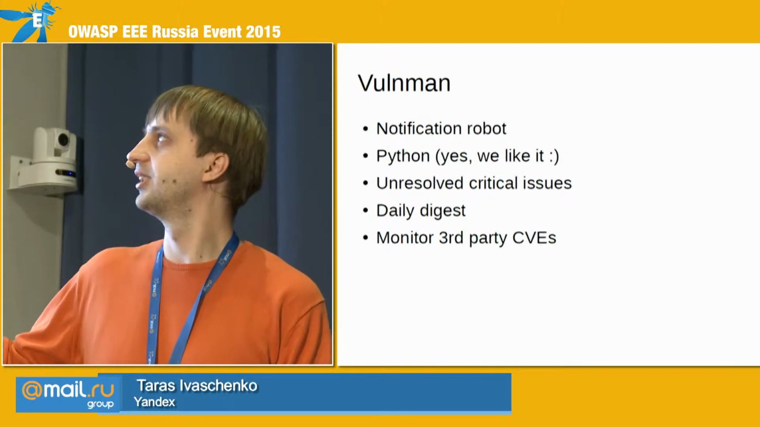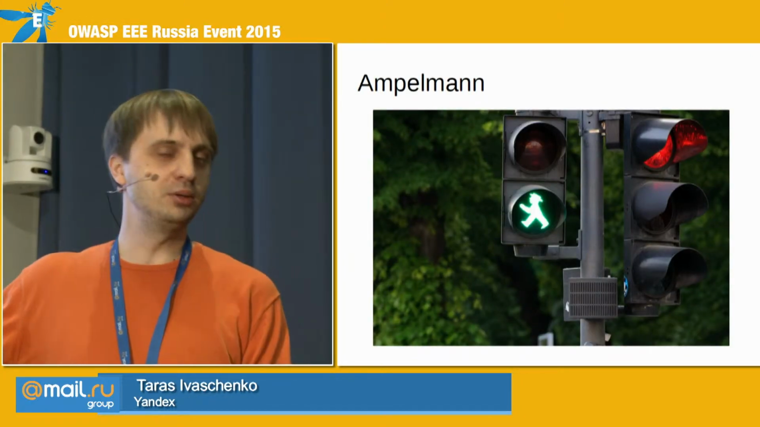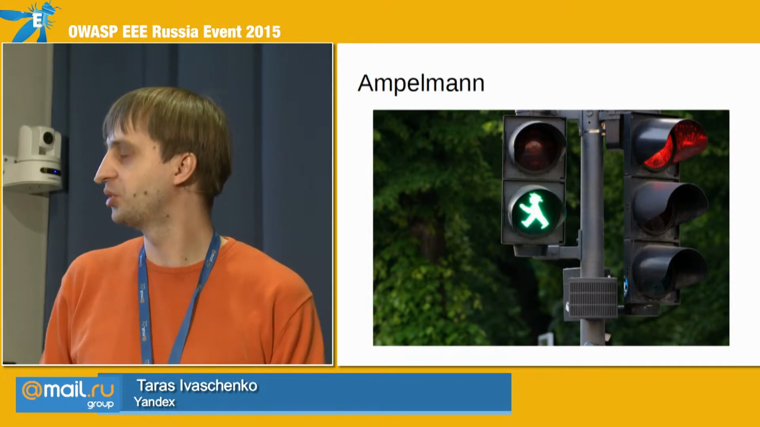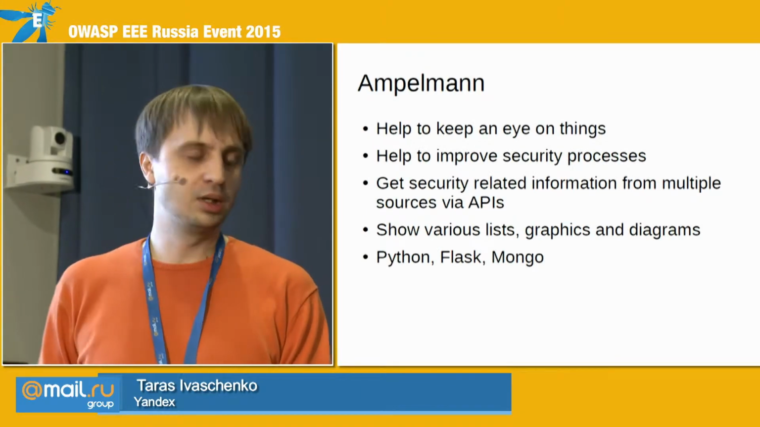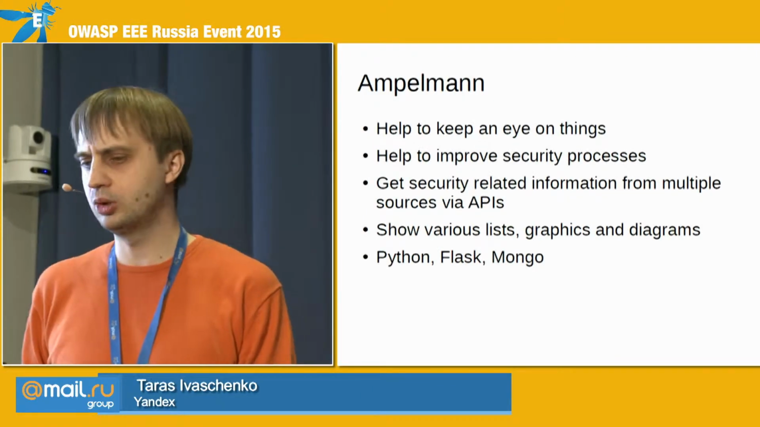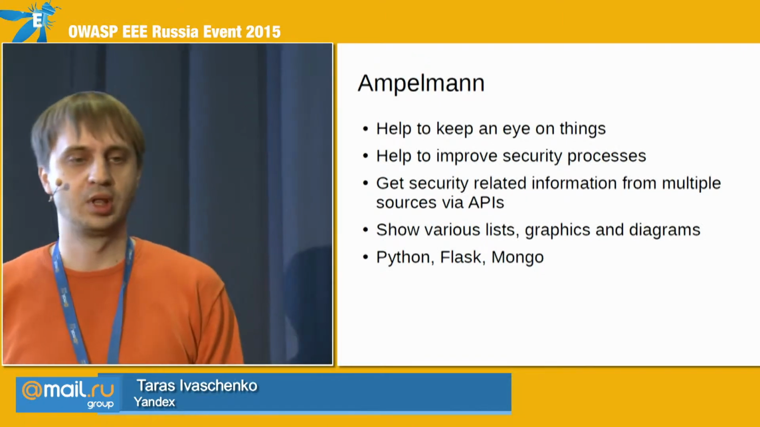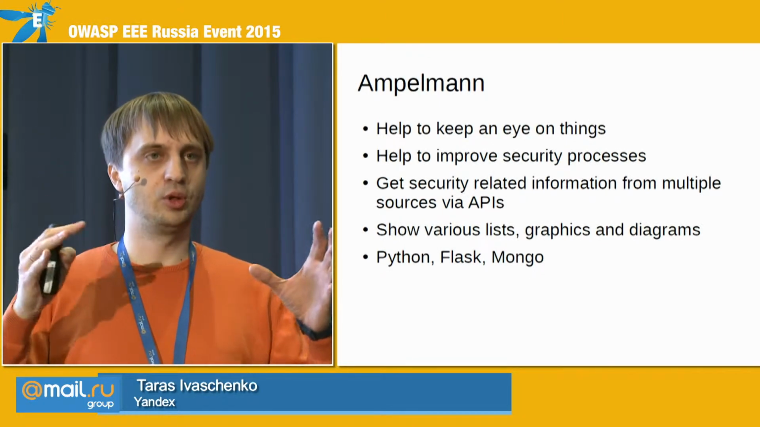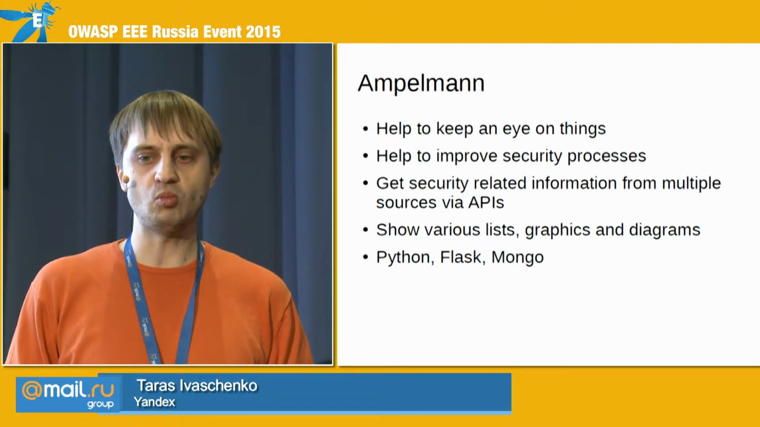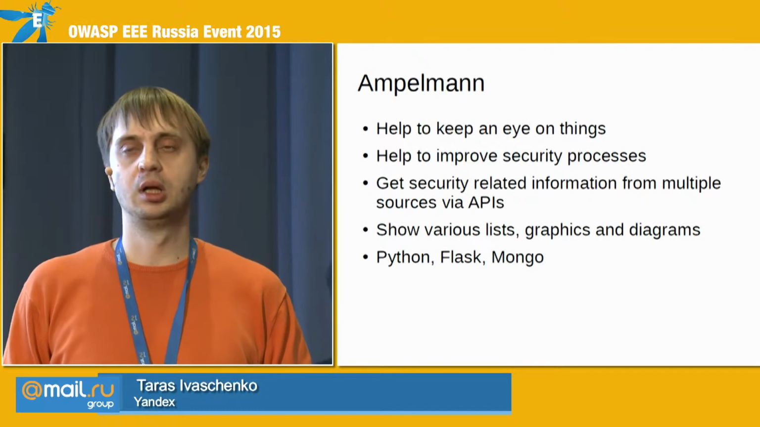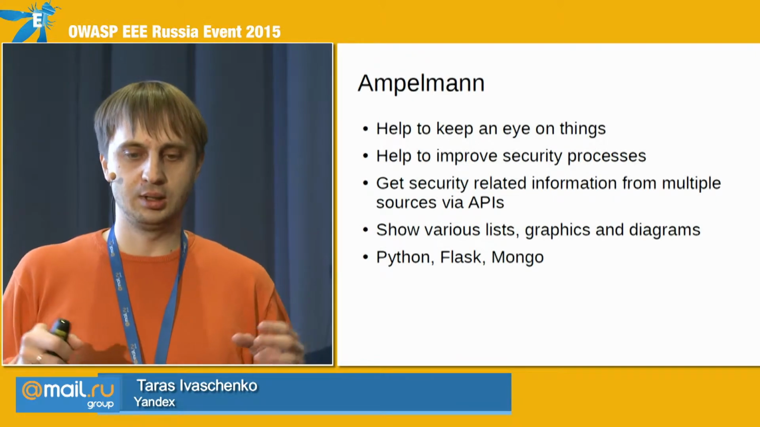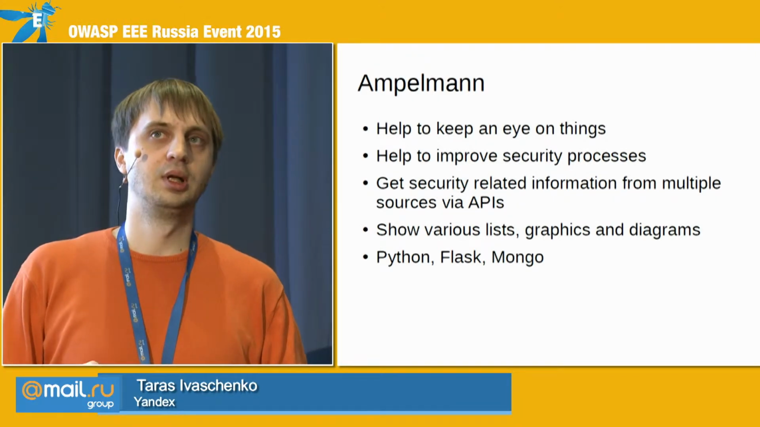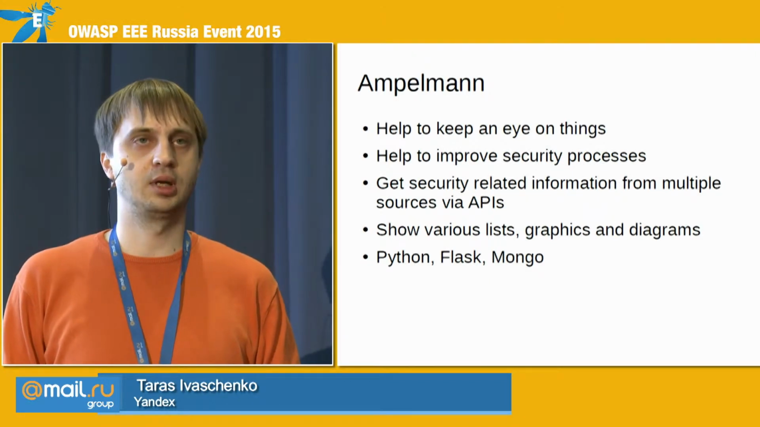Oh, I have a title here. It's Ampelmann. It's a guy, a green guy from Eastern Berlin, and it helps us to keep our eye on important things. In a nutshell, it's an internal web service that grabs a lot of information from different resources, like trackers, like our internal security controls and solutions, aggregates it and shows it in a convenient way for us, like different diagrams, graphics, and so on.